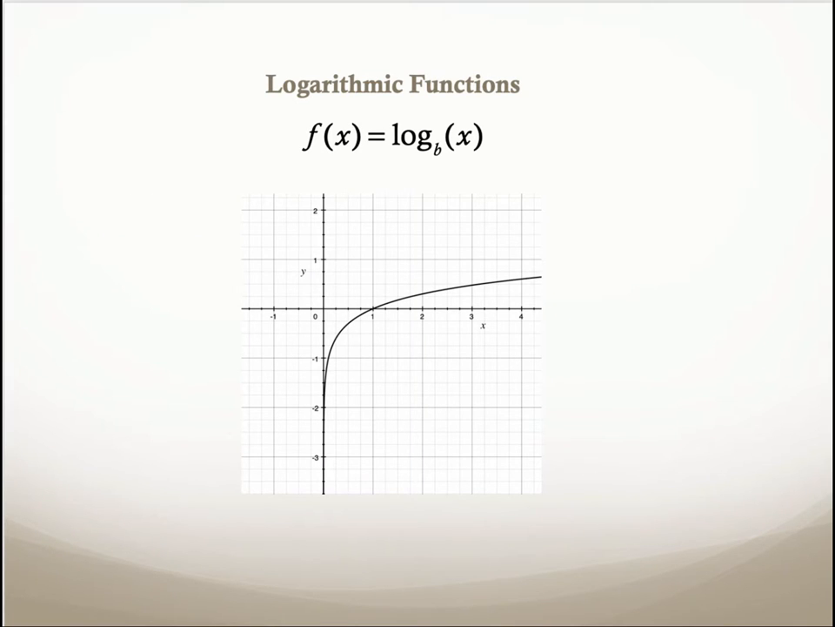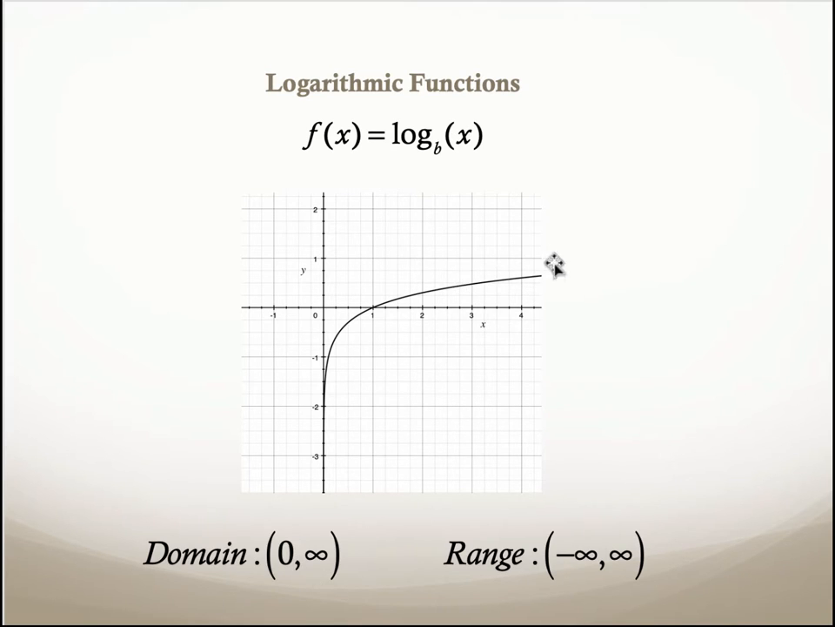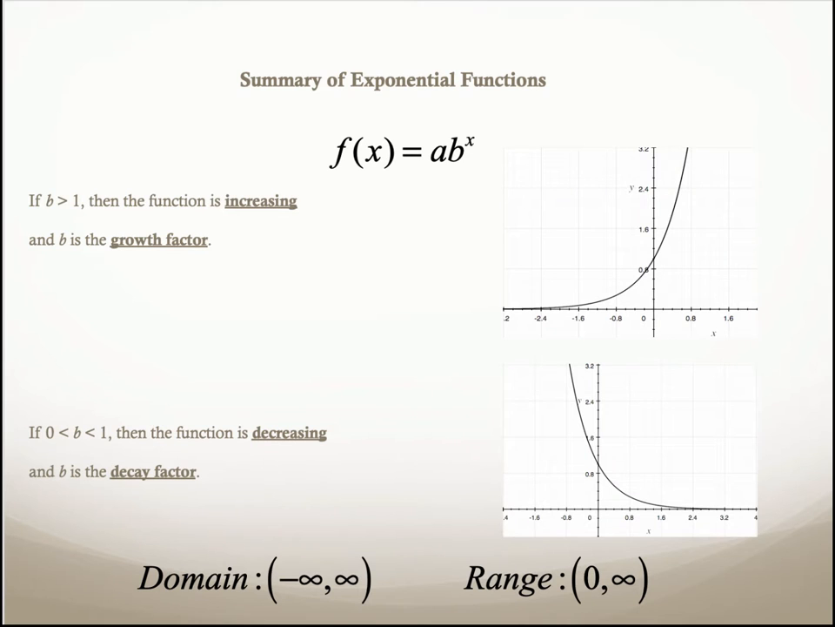Now, realize that the base of the exponential function is always greater than 0. Because if it's a growth factor, it's going to be greater than 1. If it's a decay factor, it's between 0 and 1. So that means that my domain here has to be greater than 0, and my range is going to be all real numbers. So the domain and the range are going to flip from what it is for the exponential function due to that base being between 0 and going up to infinity.